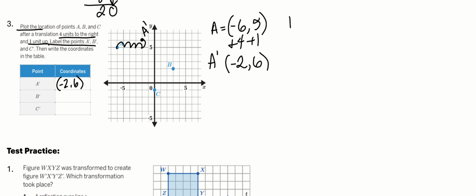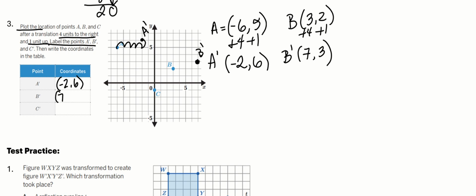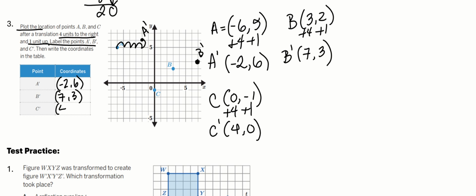So I'm going to do the same thing, right? So B is at 3, 2. So add 4, add 1, and that makes B prime at 7, 3. And so I go to 7, 3, and label it B prime. And then I fill it in here. And last but not least, put C down here. C is at 0, -1. So add 4, add 1, and that's how we get C prime at 4, 0. So 1, 2, 3, 4, 0. Nice.